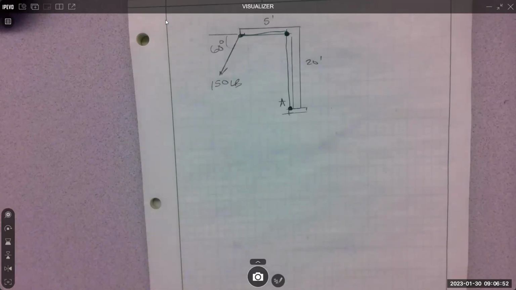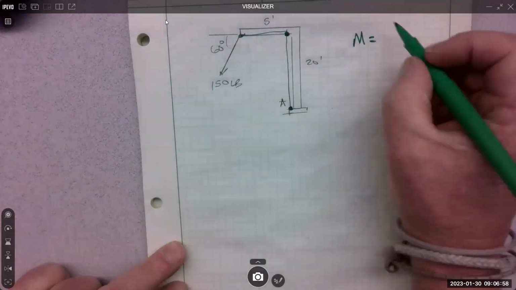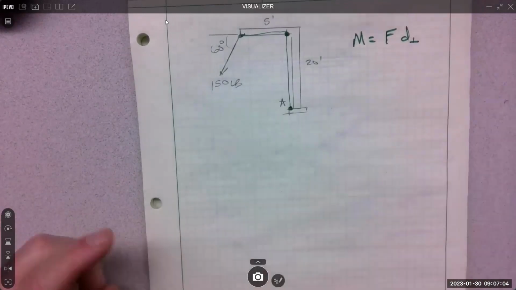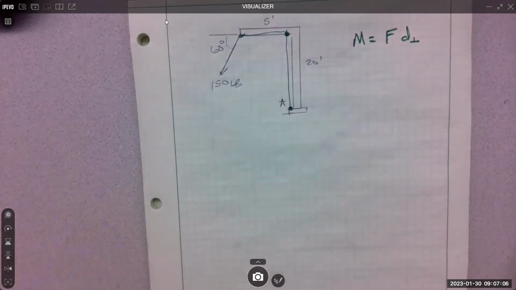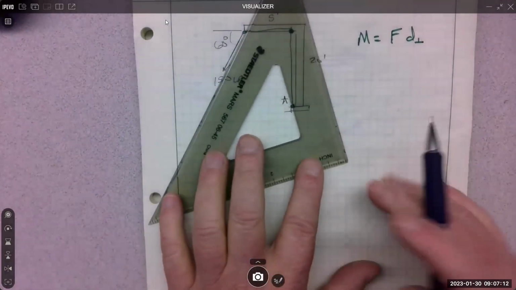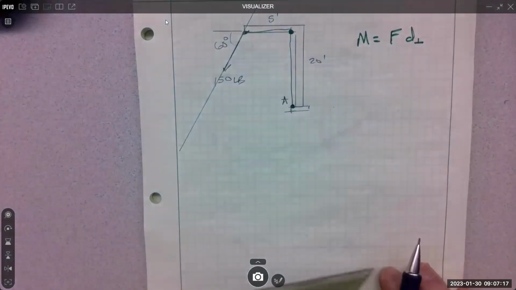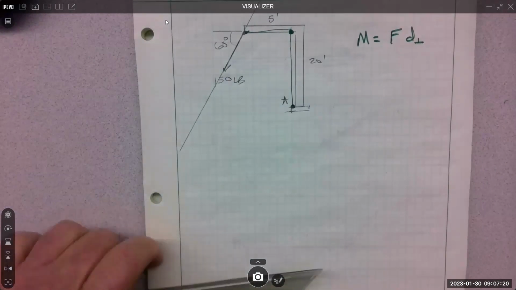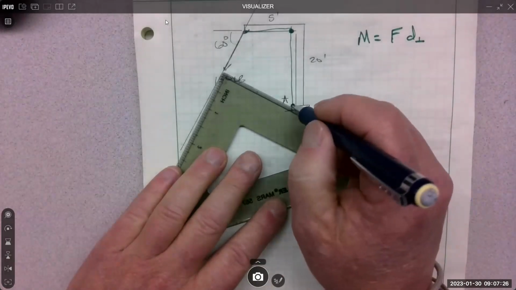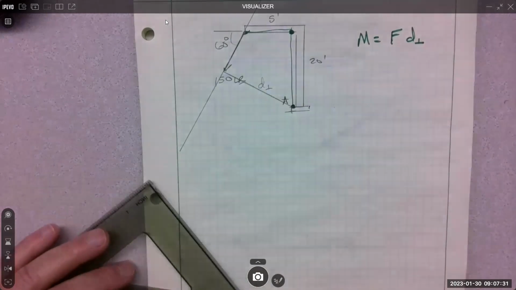So yeah, it's tricky because if you want the moment, one more time, what's the moment equation? Force times distance perpendicular. So I tried to draw this kind of graphically accurate. And now I'm going to extend the line of action. Right? And then where's the perpendicular distance? It makes 90 degrees with that line. It's right there. Agreed? Perpendicular distance.